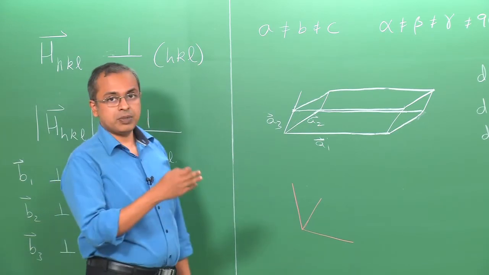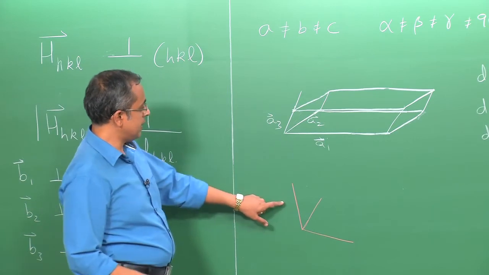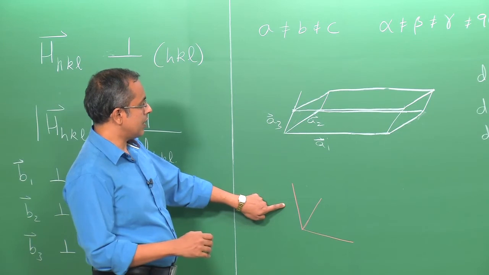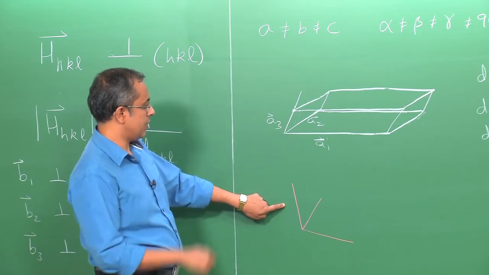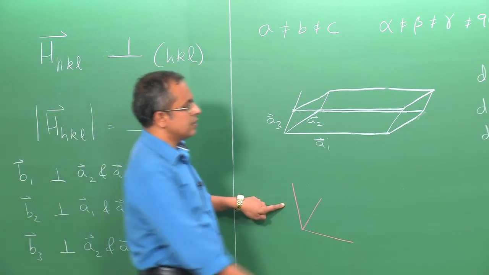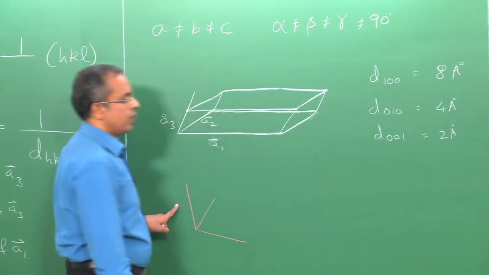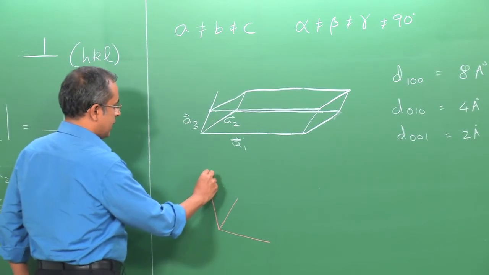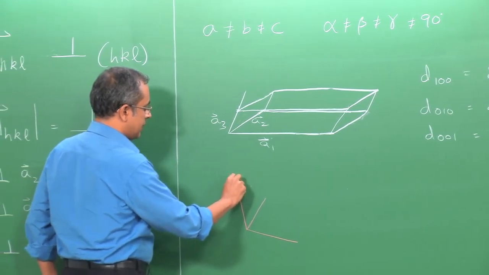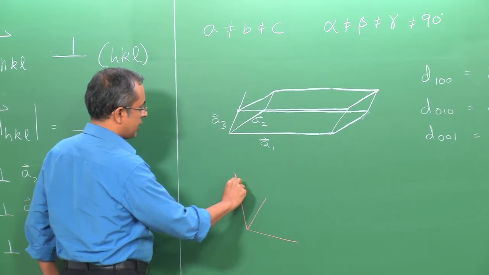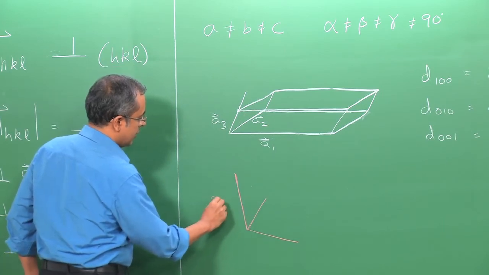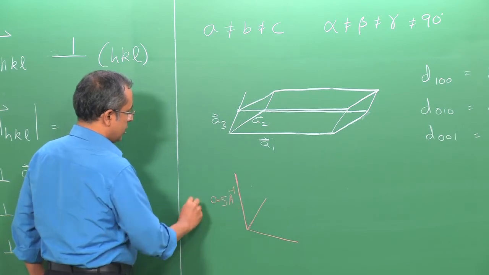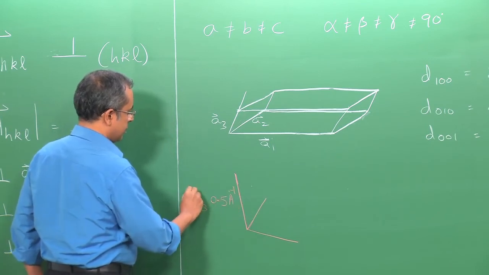Now, we need to know something about the dimensions. So, we have B3 in this direction and it has to be 1 over the spacing of the 001 planes. 001 planes is 2 angstroms. So, 1 over that is 0.5 angstrom inverse. Just to make it convenient for ourselves, we make the scale large enough so that we can draw it conveniently. We will say that this is 0.5 angstrom inverse. So, this is B3 up to here.